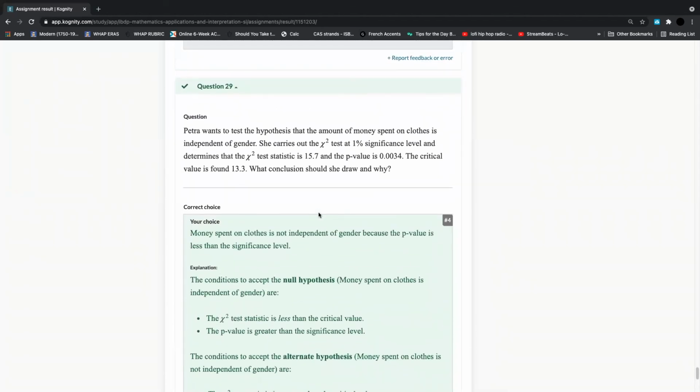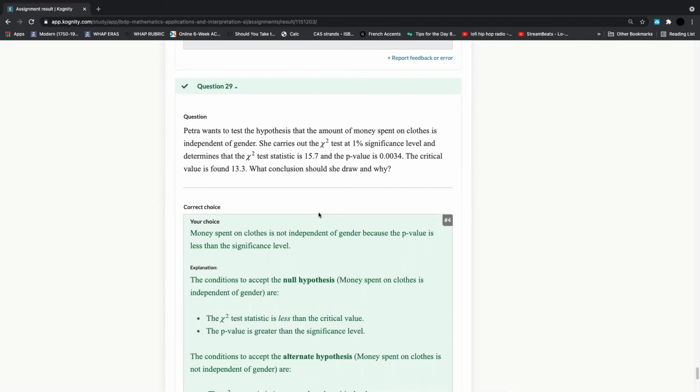Okay. Petra wants to test the hypothesis that the amount of money spent on clothes is independent of gender. She carries out the Chi-Square test of independence at 1% significance level, which is 0.01, and determines that the Chi-Square test statistic, so this is what you get from your calculator, is 15.7, and that the p-value is 0.0034. The critical value is found to be 13.3. What conclusion should she draw and why?